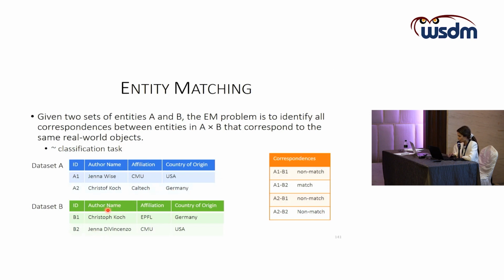For example, here I have two data sets consisting of authors and their affiliation. And for example, authors A2 and B2 refer to the same entity, and it's just a change of name for a specific person over time. So we compute the match and non-match labels for all pairs of tuples in these data sets. And you can imagine this is basically a special case of a classification task, because we're assigning each pair to a match or non-match class.